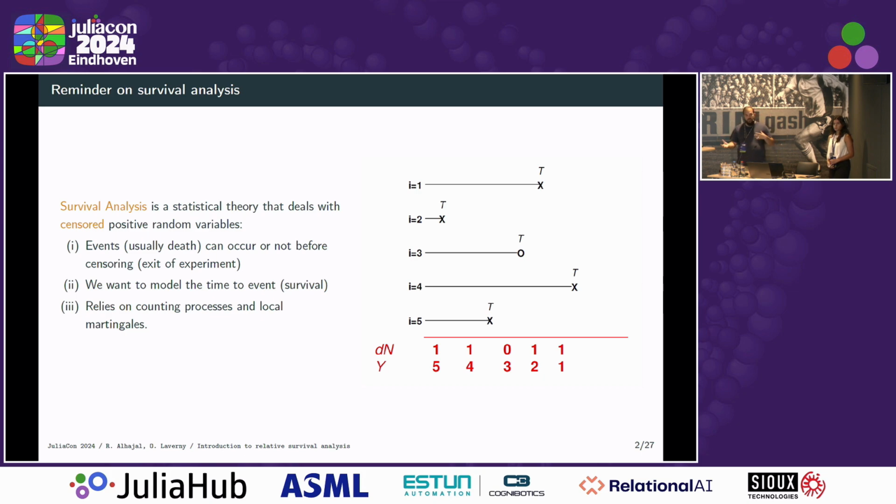So these patients need to be handled a bit differently than standard statistics does, and this is the founding of survival analysis. This is a field that relies heavily on counting processes and local martingales analysis to get stochastics and asymptotics and stuff like that.